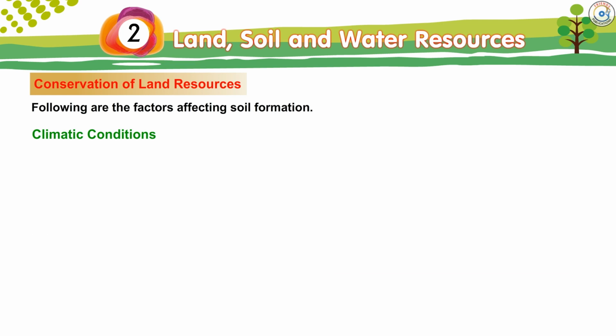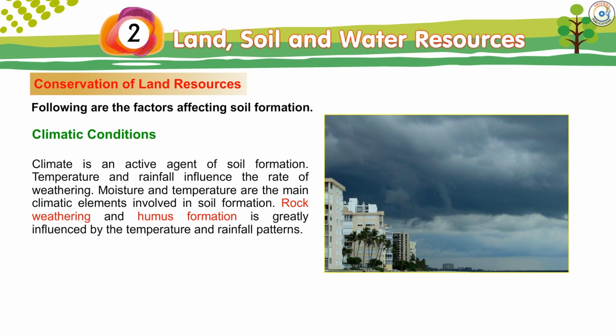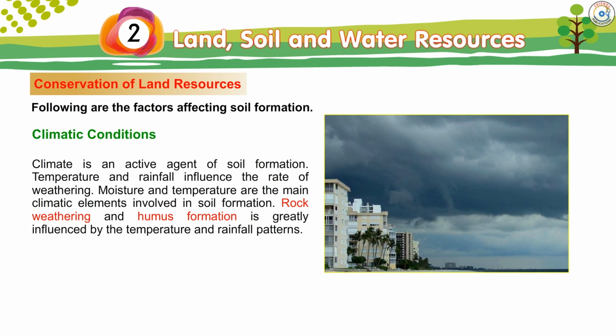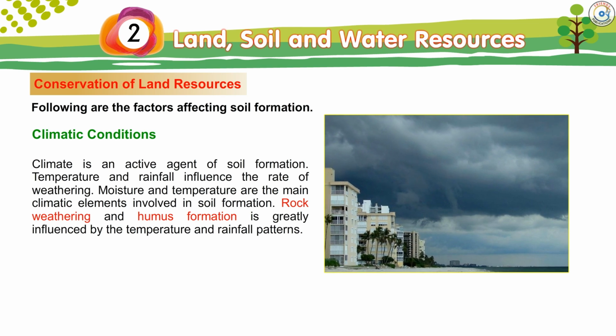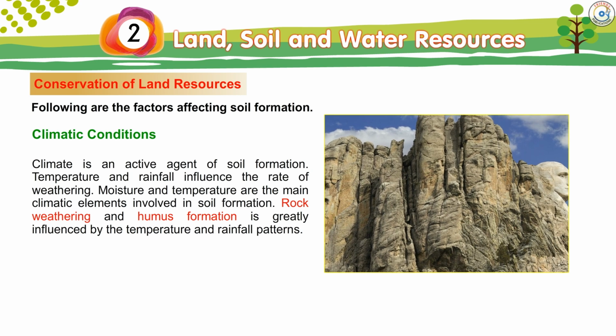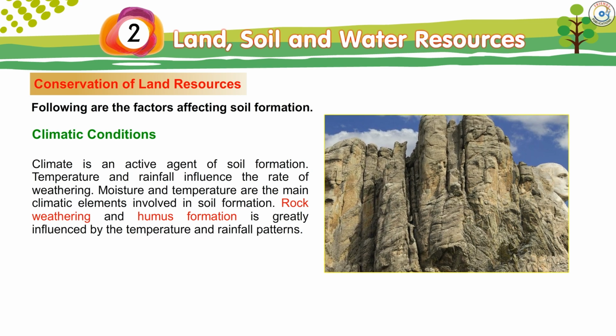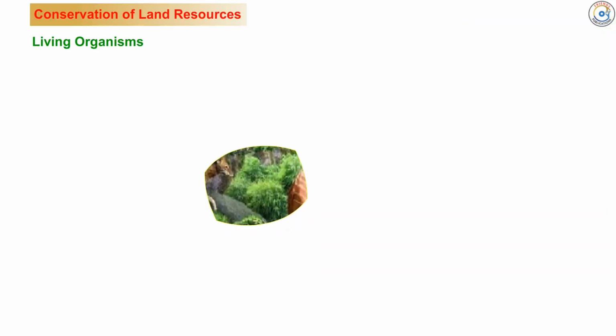Climatic conditions. Climate is an active agent of soil formation. Temperature and rainfall influence the rate of weathering. Moisture and temperature are the main climatic elements involved in soil formation. Rock weathering and humus formation is greatly influenced by the temperature and rainfall patterns.